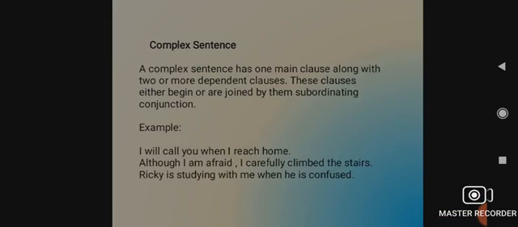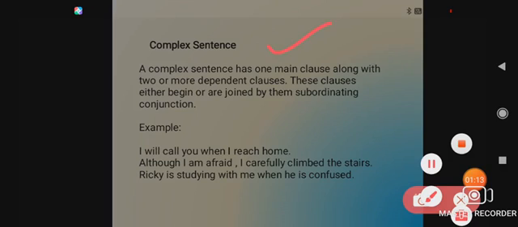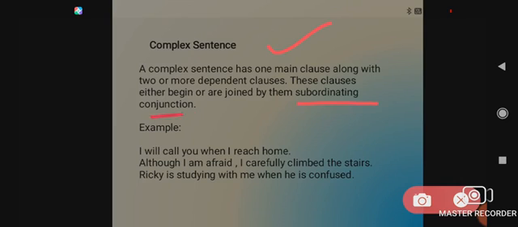Moving on. Now the complex sentences. What are complex sentences? A complex sentence has one main clause, that is your independent clause, along with two or more dependent clauses, right? It can have one or two or more dependent clauses. These clauses are joined by a subordinating conjunction.